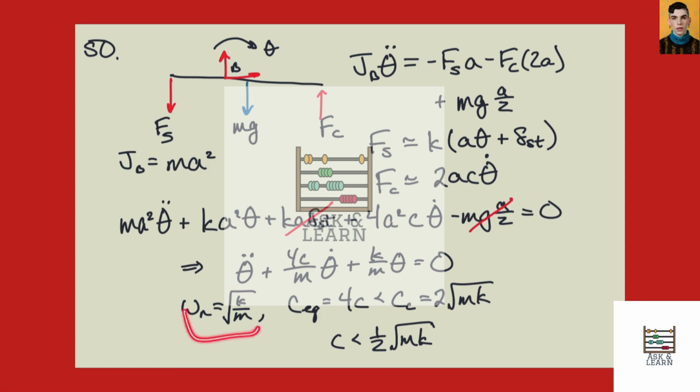And the natural frequency is the square root of k over m. We can see here that our equivalent damper, before I multiply through by m, is 4c. We're asked about keeping that below the critical value, which is 2 times the square root of mk. And so that says that c must be less than 1/2 the square root of m times k. As long as this is below the critical value, then we have a system that is underdamped.